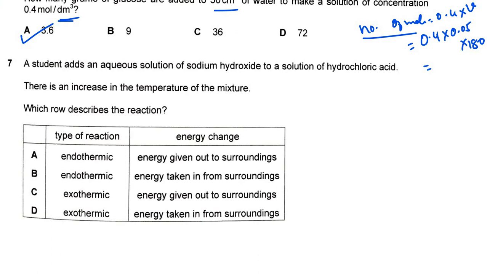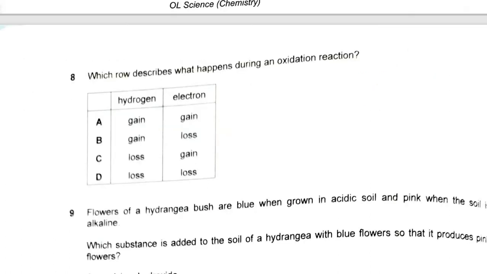Now question number 7. A student adds aqueous solution of sodium hydroxide to a solution of hydrochloric acid. You are adding NaOH to the HCl, and then you are observing an increase in temperature. It means what? Heat is exiting the reaction, so it should be exothermic. Exit means it is getting out. So C and D. Now, given out to the surroundings, taken in, so it will be option number C.